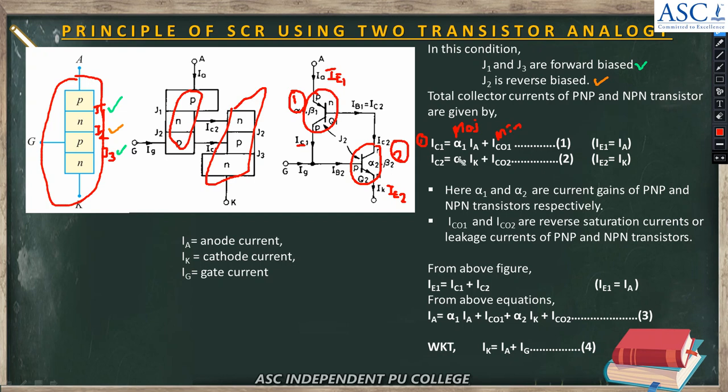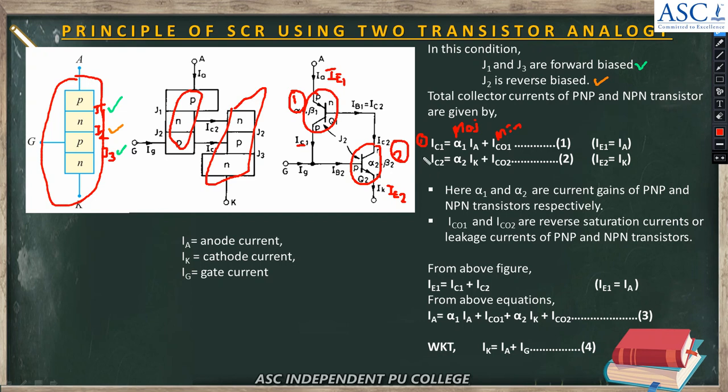That is given by IC equal to alpha IE plus ICO. Alpha IE is due to majority charge carriers. If you consider PNP, IE1 is nothing but IA. ICO is due to minority charge carriers, that we call it as reverse saturation current or leakage current. I will mention it as ICO1, the leakage current of PNP transistor.